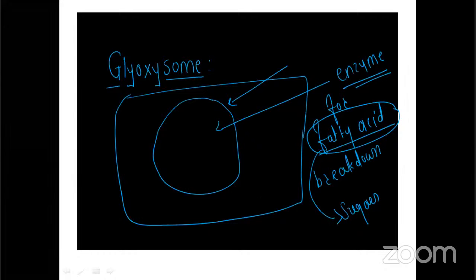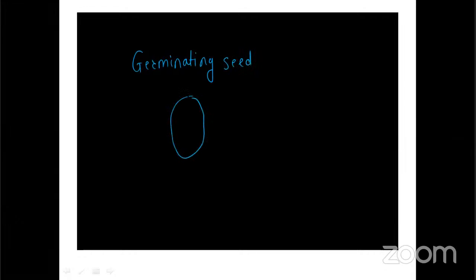Fatty acids or fat are generally stored inside the seeds, right? Seeds generally have the endosperm. Seed के अंदर endosperm present होता है. You know this. Seeds have endosperm and the germinating seeds have the growing embryo. Suppose this is a seed. The seed will have an embryo. So this is a growing embryo.